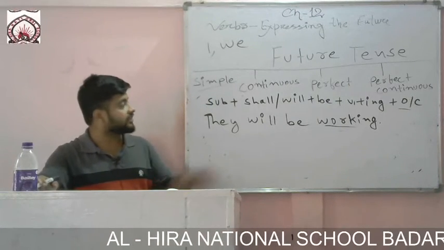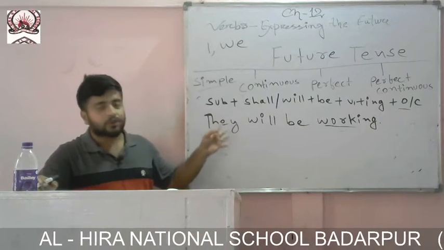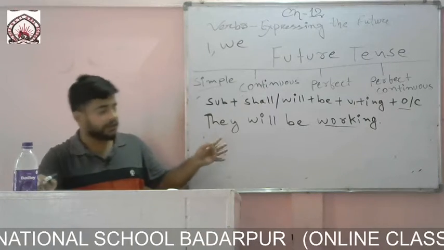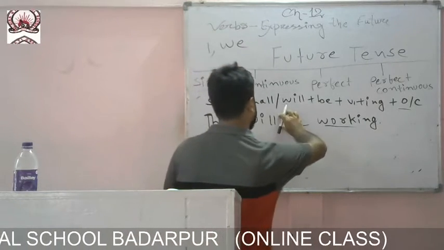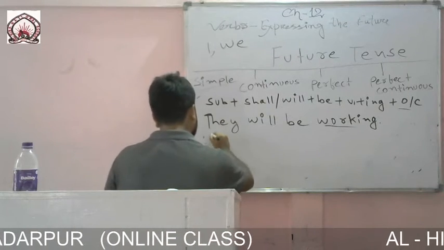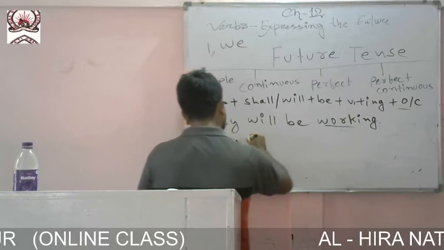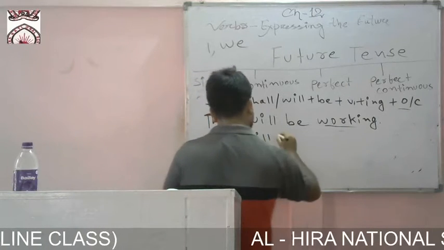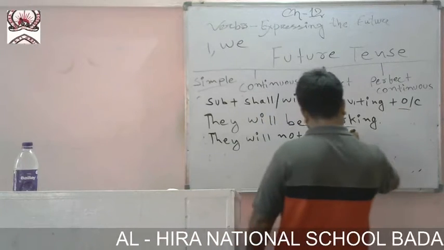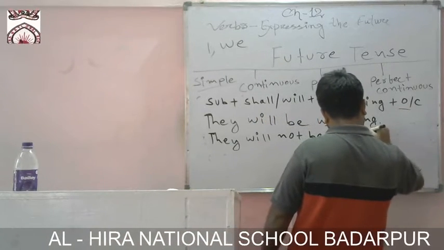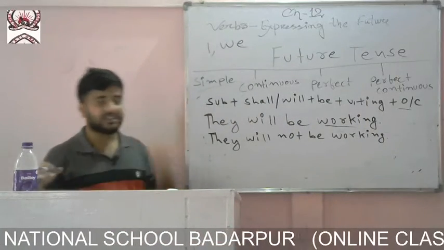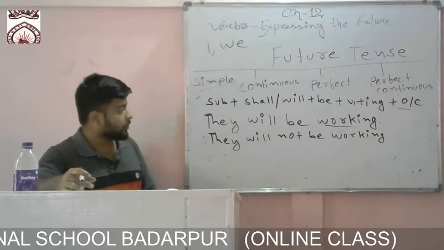If I want to change this future continuous affirmative sentence into negative, how do I change it? Just put not after the auxiliary verb will. They will not be working.